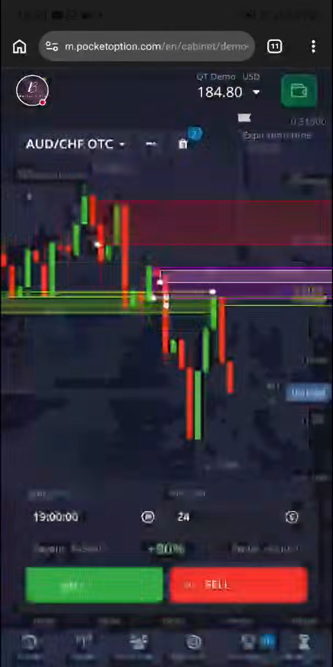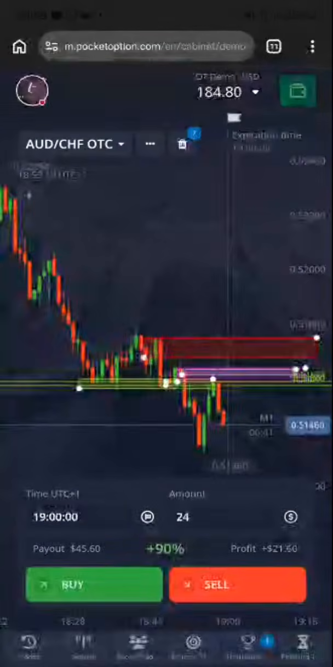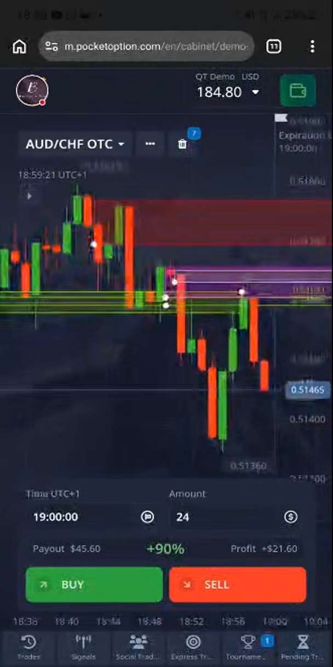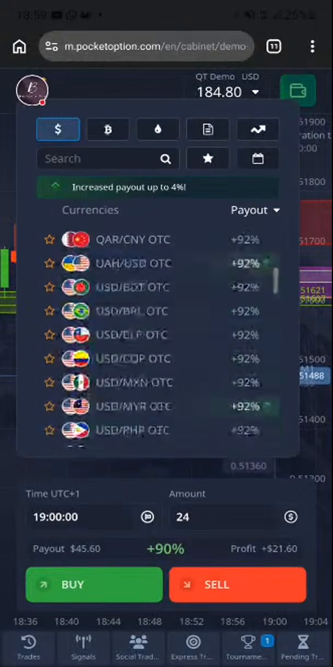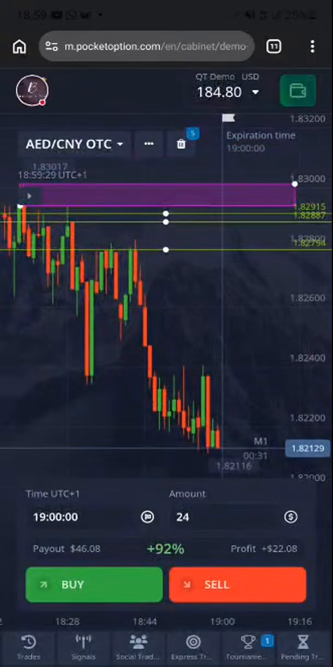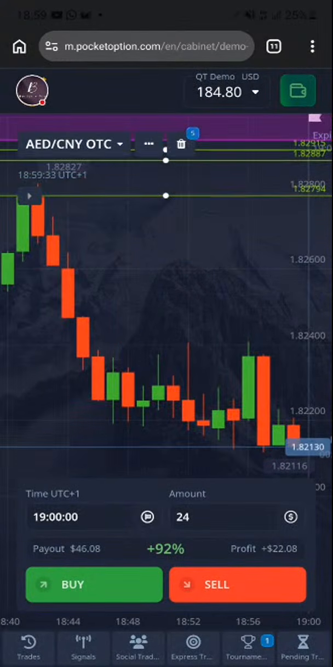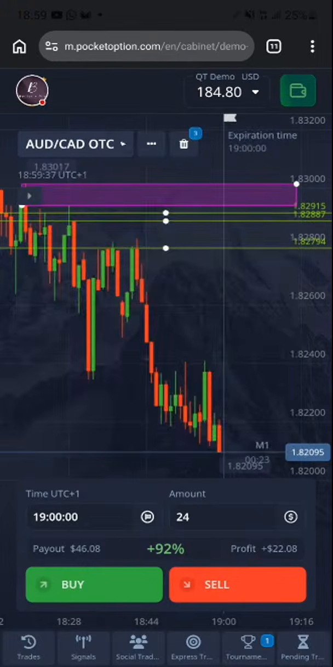Let me mark the supply area. There's a supply area up here. Let me mark it quickly. So if price comes up here, we can take a trade too. But right now, I'm just going to leave it as it is. Let's check the other market. Okay, price hasn't come here yet. We'll wait. I'm not going to take any trade here, even though it seems to be.